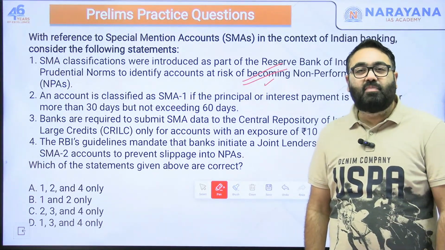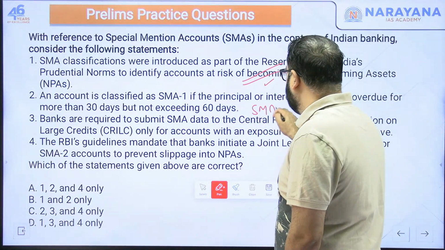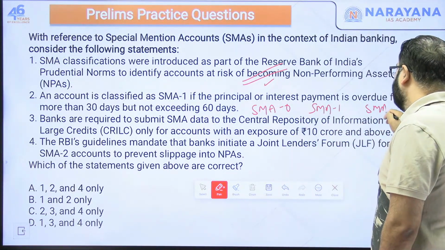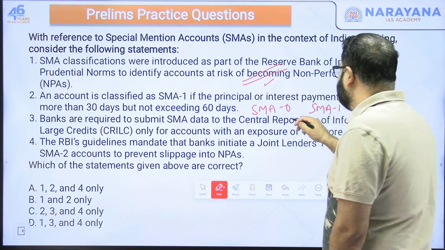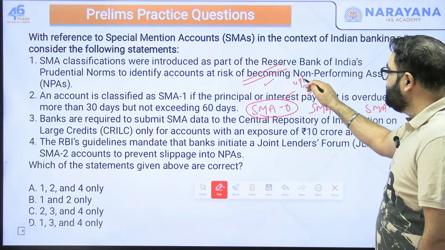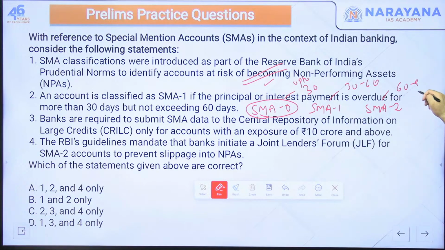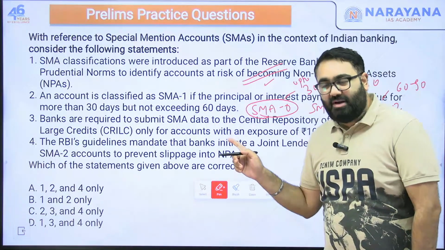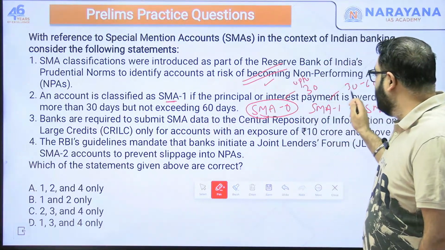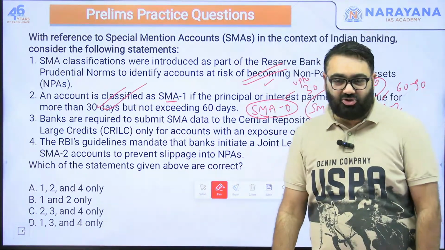Correct or not? Remember, we discussed 3 types of SMA: SMA 0, SMA 1, and SMA 2. The difference being SMA 0 is the one where it is overdue up to 30 days, SMA 1 means 30 to 60 days, SMA 2 means 60 to 90 days. So now go back to the statement. The statement is it is SMA 1 if it is pending from 30 to 60 days, that is correct. That is what SMA 1 is. So the second statement also is correct.